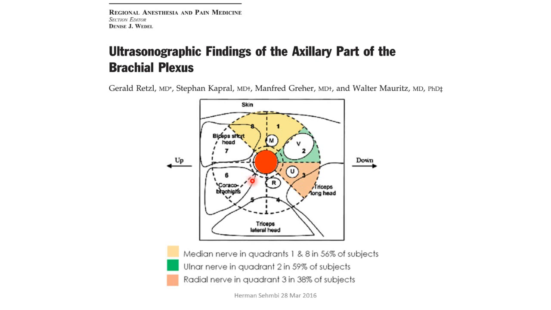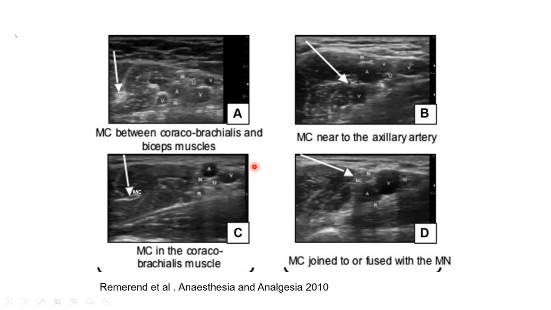The musculocutaneous nerve is quite variable. So you can see it between the coracobrachialis and biceps muscles. You can see it in the coracobrachialis muscle. You can see it as a part of the median nerve, or you can see it quite close to the axillary artery. So again, the position of the musculocutaneous nerve is quite variable.